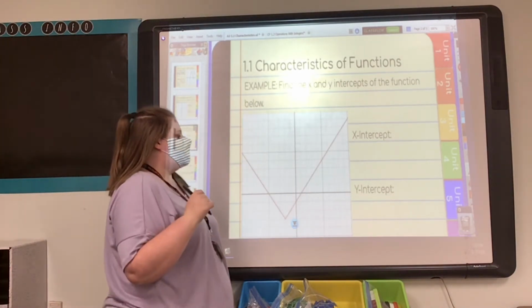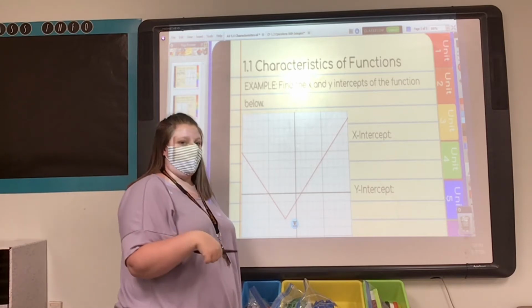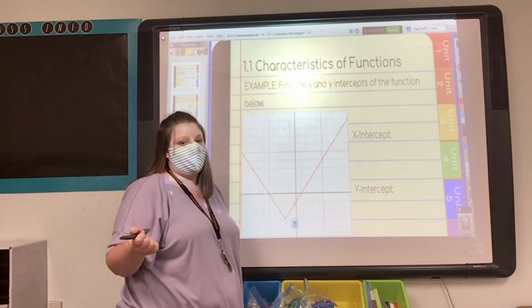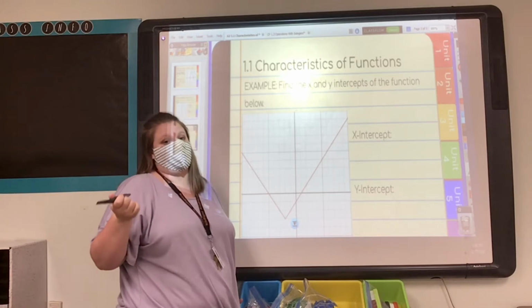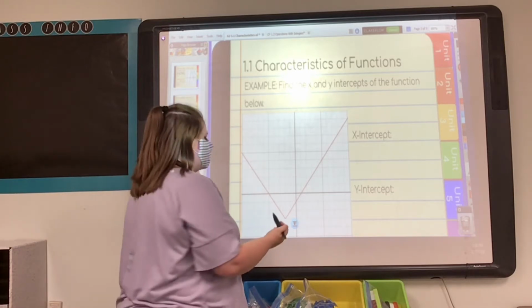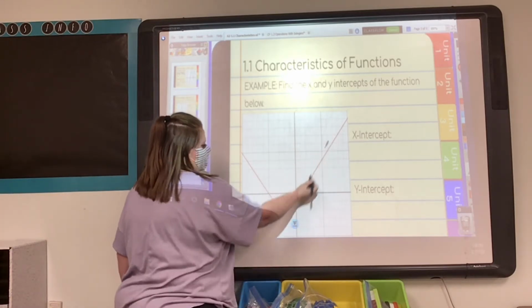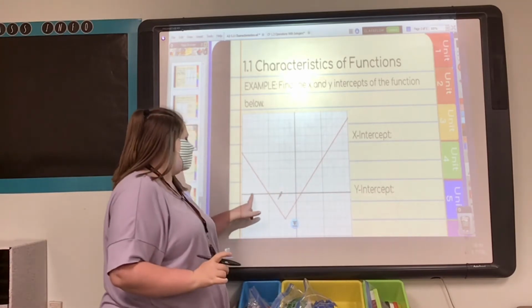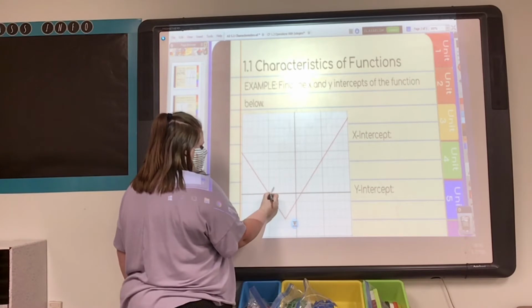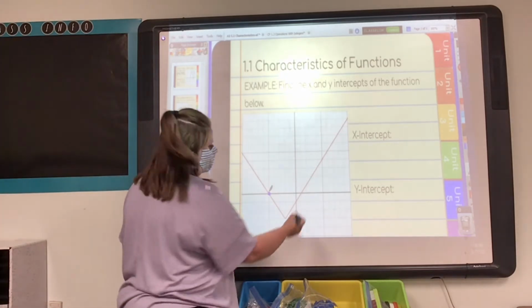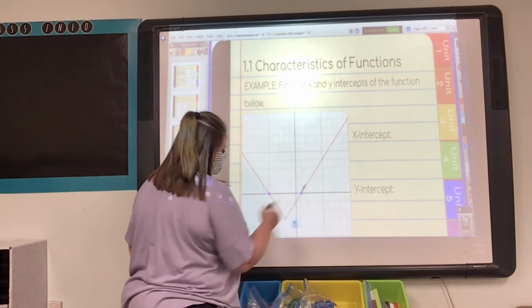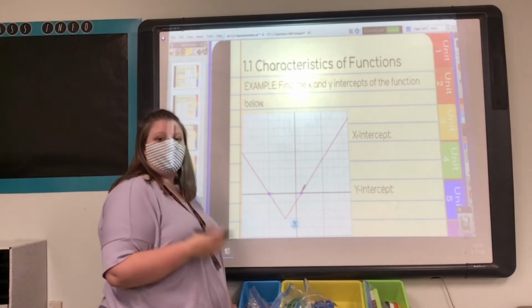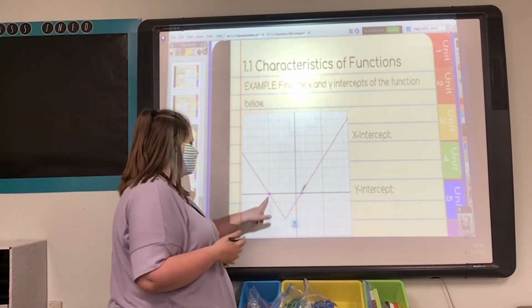Alright, so again, we want to try and find the x-intercepts and then the y-intercepts. You could do the y-intercepts first. I just do x first because it's first in the alphabet. So for the x-intercepts, we're looking for where our graph of our function crosses the x-axis. So if we look along the x-axis, our graph crosses right here, and our graph crosses right here. So we need to know what the x values are for those points.